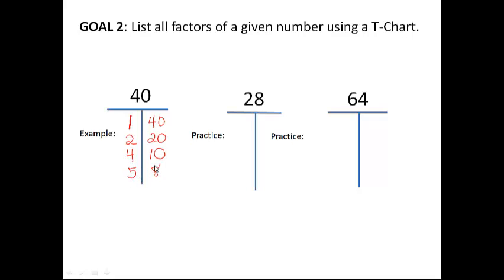5 times 8. 6 will not work. 7 will not work. And then it would go back up to 8. Okay, and so it would loop around down here, and we end up repeating. So no need to do that. All right, so that would be all the factors of 40.